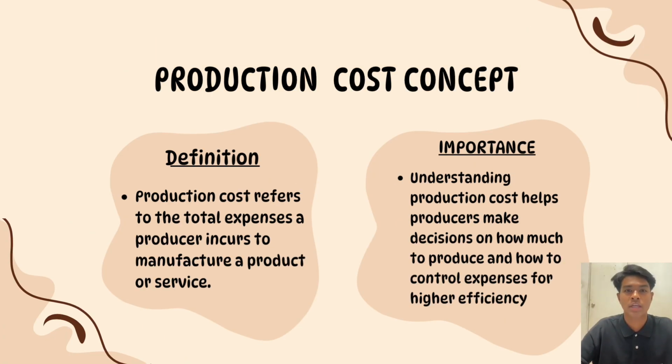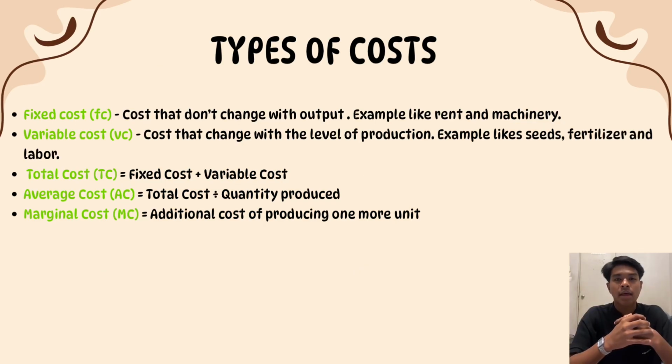Next, I would like to explain the concept of production cost. What is the concept of production cost? The first definition: production cost refers to the total expense incurred by the manufacturer to produce a product or service. The second is importance: understanding production cost helps producers make decisions on how much to produce and how to control expenses for higher efficiency. And next, the types of cost, to understand how costs affect business decisions.